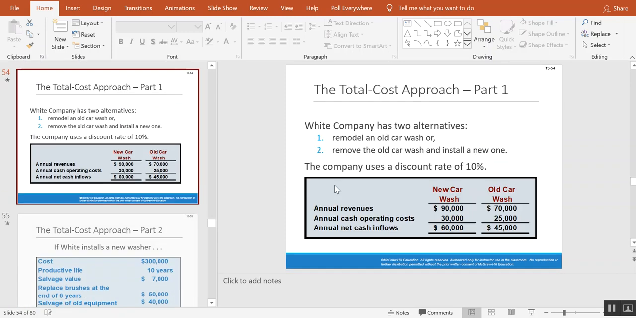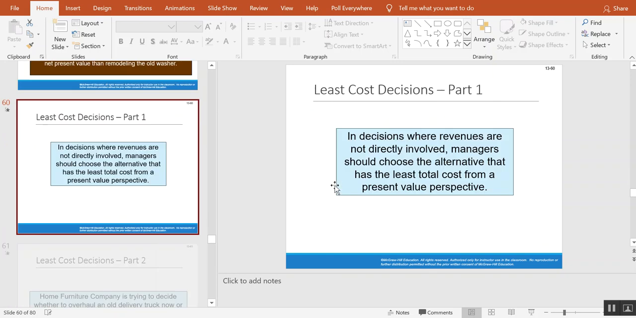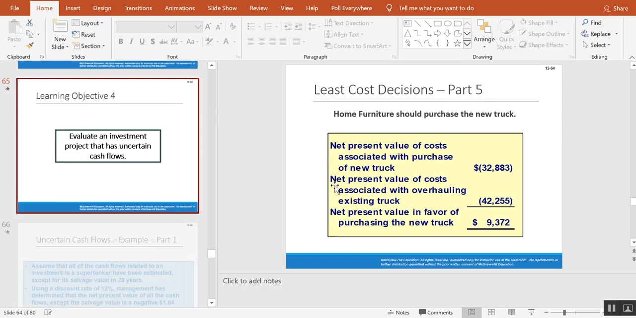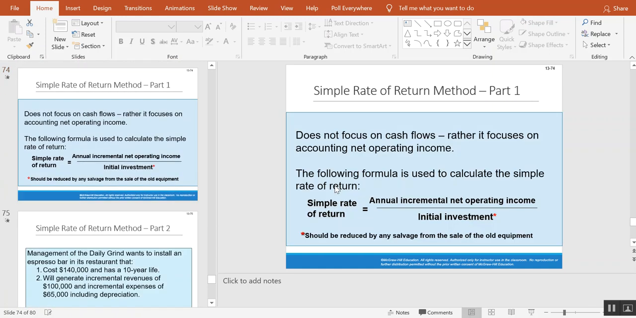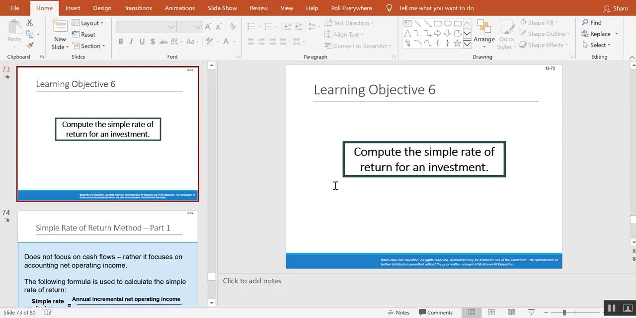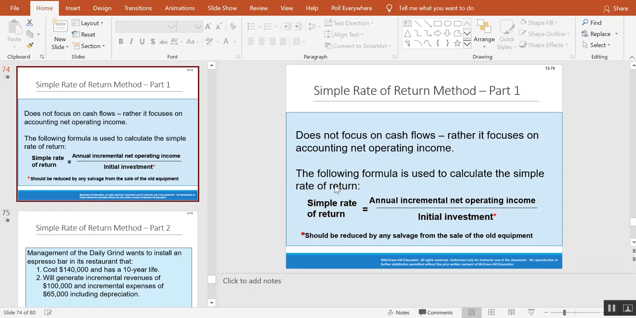So I'm going to leave that with that, but there's one other point I want to make here in these slides before we leave them, and that is this idea of simple rate of return. Here it is, in objective 6, we want to compute the simple rate of return for an investment. This is important, and you should know this. We're not going to focus on cash flows here. What we're going to do is take the annual incremental net operating income divided by the initial investment. And by the way, this initial investment needs to be reduced by salvage value if we have that figured in.